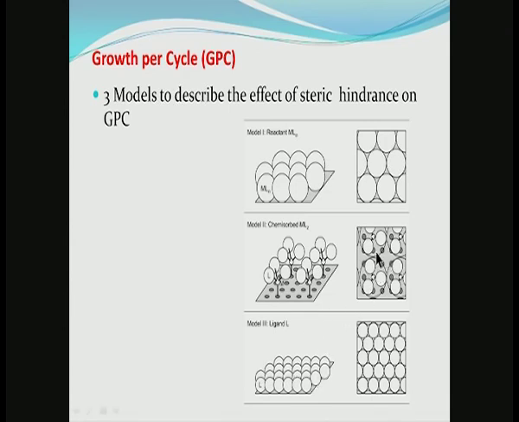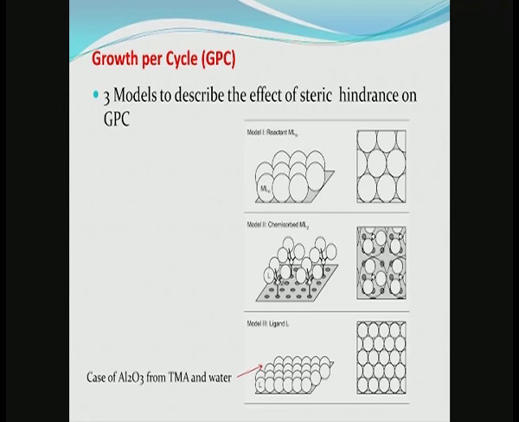So, this cannot lead to a complete coverage in 1 cycle. Now, model 3 is the one where the size of the ligand molecule here is small, and therefore, you now have a coverage of the substrate that has much less void than in model 1. Therefore, what is ideal for atomic layer deposition is model 3, where you can approach a significantly greater degree of coverage of the substrate per cycle. Now, let us look at the numbers.